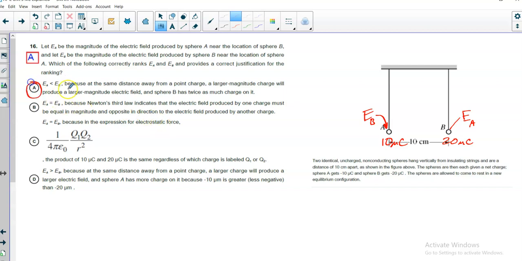Let's look at their reasoning. Because at the same distance away from a point charge, a larger magnitude charge will produce a larger magnitude electric field. So remember, electric field is K, the charge that creates the field, divided by the distance between the location that you're considering and the charge. Well, in this case, this is the same for both. QB, charge B, has the bigger charge, so it's going to have the bigger field.